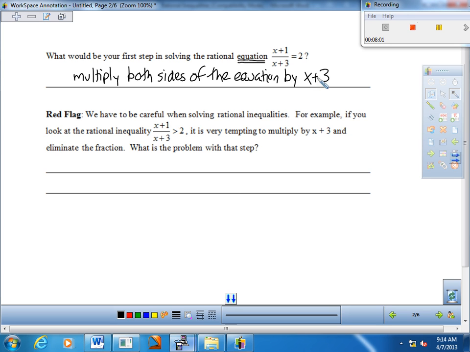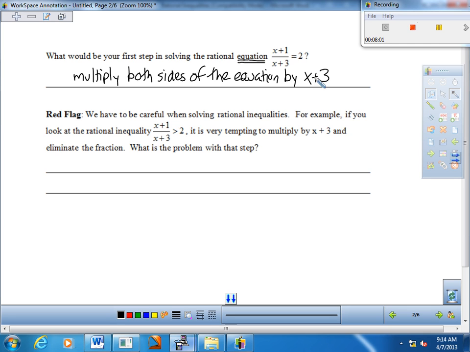Now, guys, let's take a look at this. There's a little red flag, though, when we change it from an equation to an inequality. So it says we have to be careful when solving rational inequalities. For example, if you look at this rational inequality right here, notice it's the exact same thing, but instead of equals, I just put a greater than symbol. It is very tempting to multiply by x plus 3, just like we did right here, and to eliminate the fraction. What is the problem with that step?